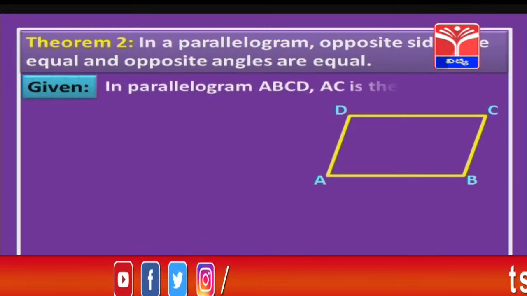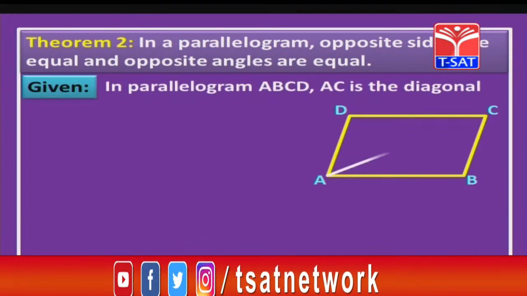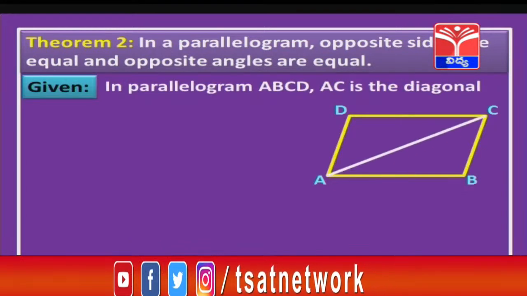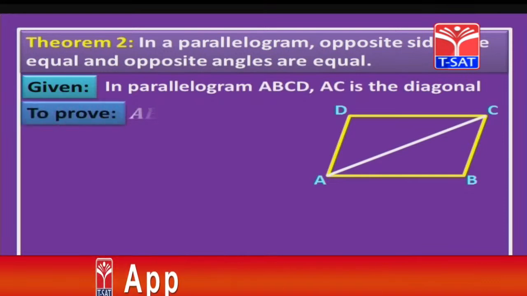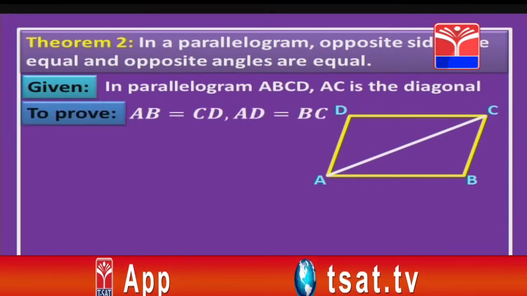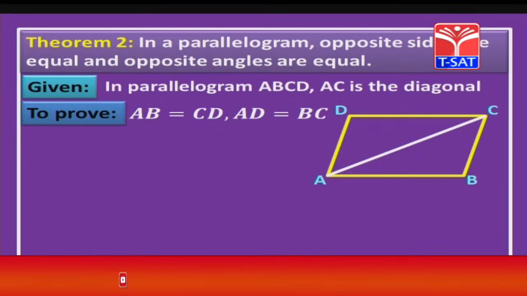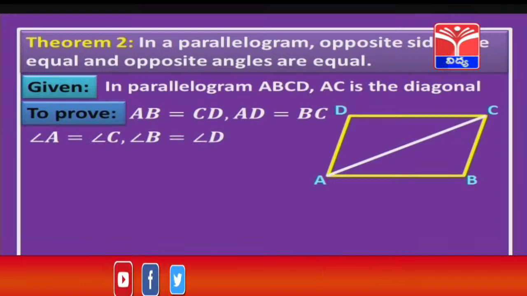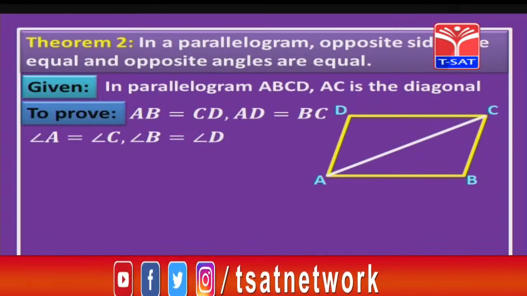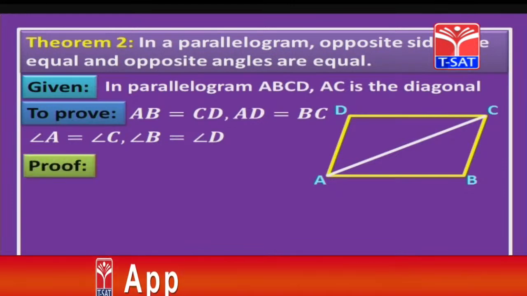Now, in this what is given? Yes, simply a parallelogram ABCD with AC as a diagonal. Now, what is needed to prove? Yes, opposite sides are equal. That means, AB equal to CD and AD equal to BC. Then we have to prove even the opposite angles are also equal. That is, angle A equal to angle C and angle B equal to angle D. Now, let us see the proof.